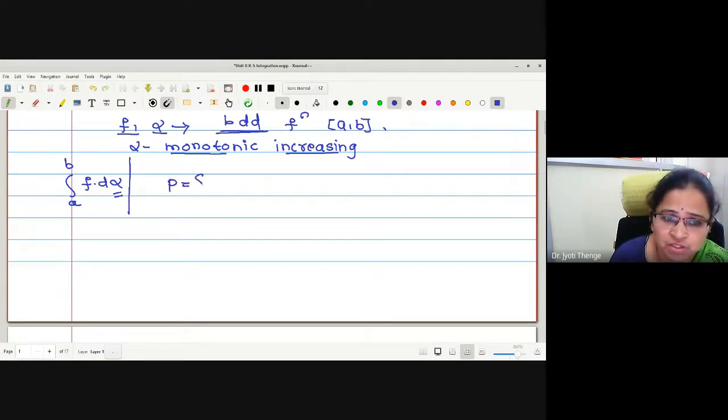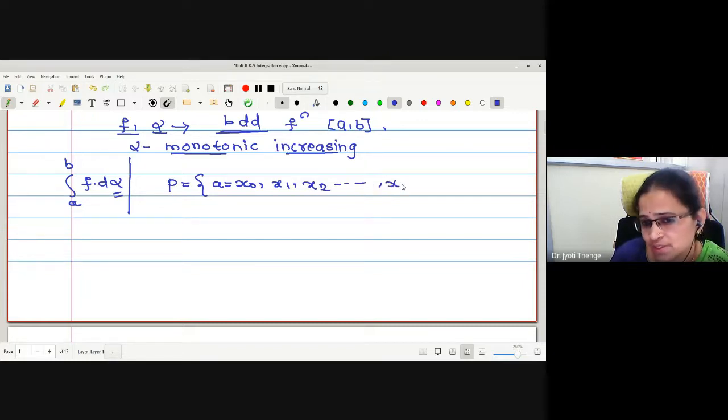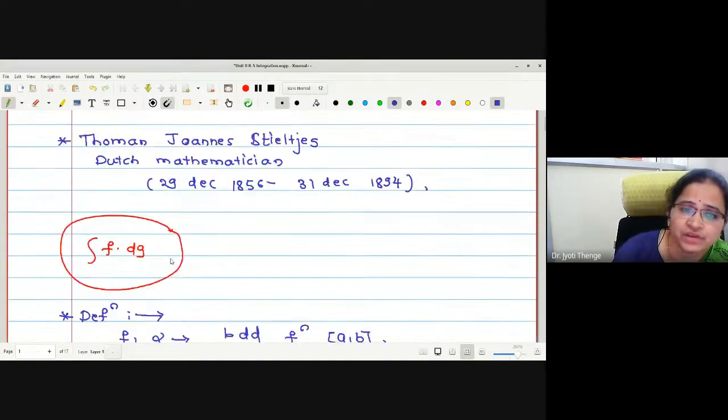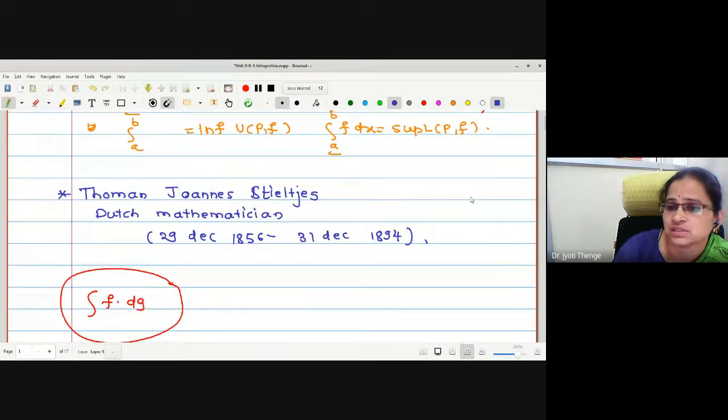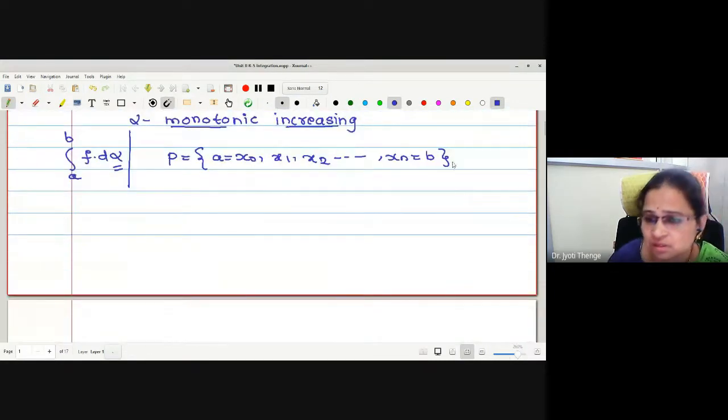What kind of partition were we considering in the last discussion? A equals x naught, x1, x2, and so on, up to xn equals b. Let this be a partition. After finding the partition, we gave the delta xi value. Suppose this is my interval. This is the interval we were making.